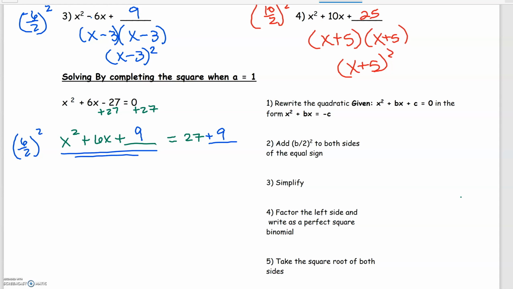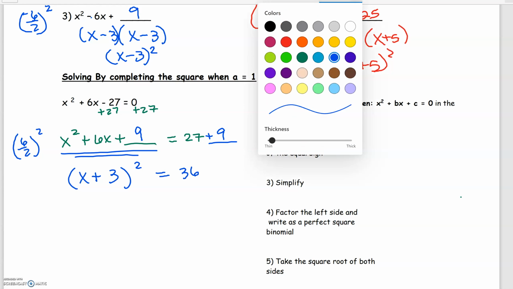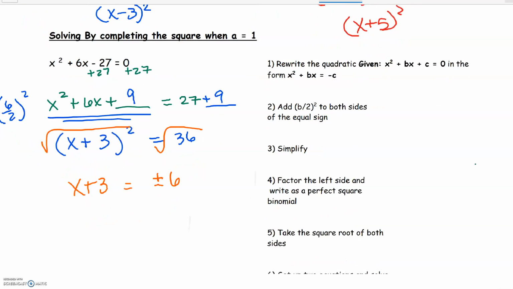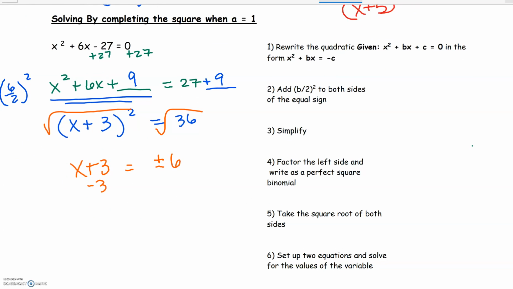Now I'm going to factor this because I know it's going to be x plus 3, x plus 3, squared. And then over here I get a 36. And now I'm going to solve it. Because it's squared, I can do the square root, and that gives me x plus 3 equals plus or minus, don't forget your plus or minus, 6. And then I'm going to go ahead and subtract that 3. X equals negative 3 plus or minus 6, and I'm going to go ahead and do negative 3 plus 6 and negative 3 minus 6 to get 3 and negative 9.